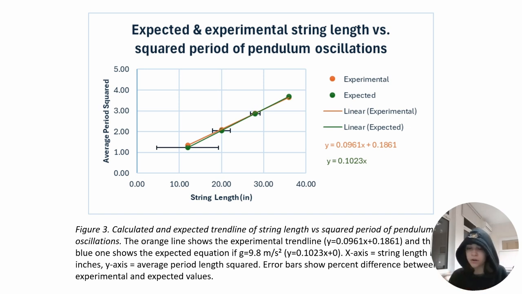When comparing the experimentally derived linear relationship between the string length and the average period squared with the expected period derived from the known g value with the known string length, we see that the values are very similar. However, there's a much bigger percent error, percent difference, with the smaller string lengths in the pendulum. Whereas the longer string length, the 36-inch pendulum, had very little error. It was negative 0.1% difference between the expected g value and the derived g value.